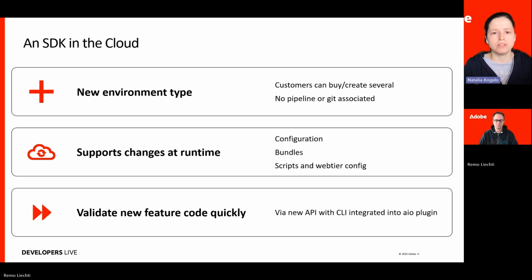AEM there, and this new environment type supports changes at runtime. So directly, you can update configurations, bundles, scripts, web tier config, and even more that we're going to show in this talk. The thing is that you can now validate your new code very quickly. And this can be done via a new API that we built, and the AIO CLI commands. There is a new plugin for the RDE commands, for this new environment that we created, that my workmate Remo will explain later in depth. And then you can use that CLI to push the code to the cloud quickly.